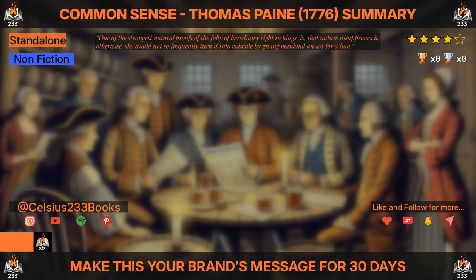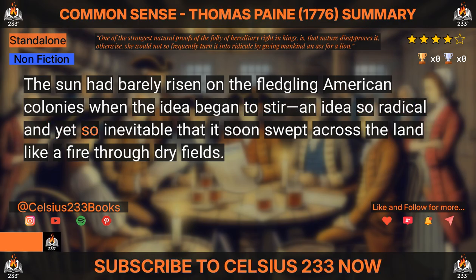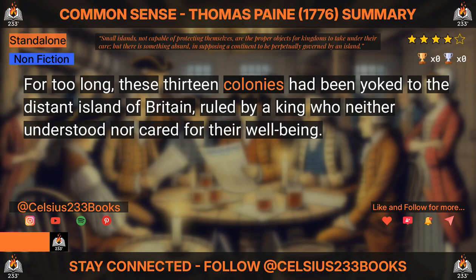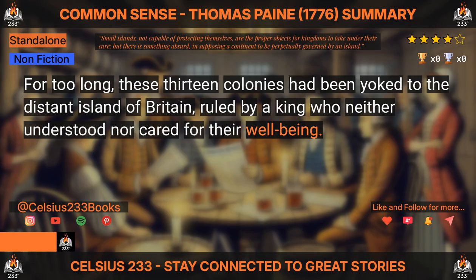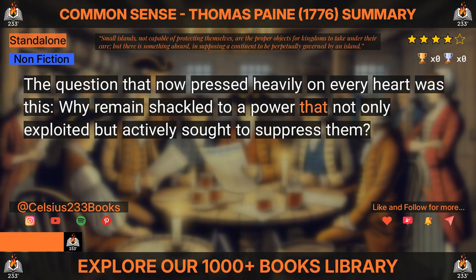rebellion. Plot summary. The sun had barely risen on the fledgling American colonies when the idea began to stir, an idea so radical and yet so inevitable that it soon swept across the land like a fire through dry fields. For too long, these 13 colonies had been yoked to the distant island of Britain, ruled by a king who neither understood nor cared for their well-being. The question that now pressed heavily on every heart was this: why remain shackled to a power that not only exploited but actively sought to suppress them?